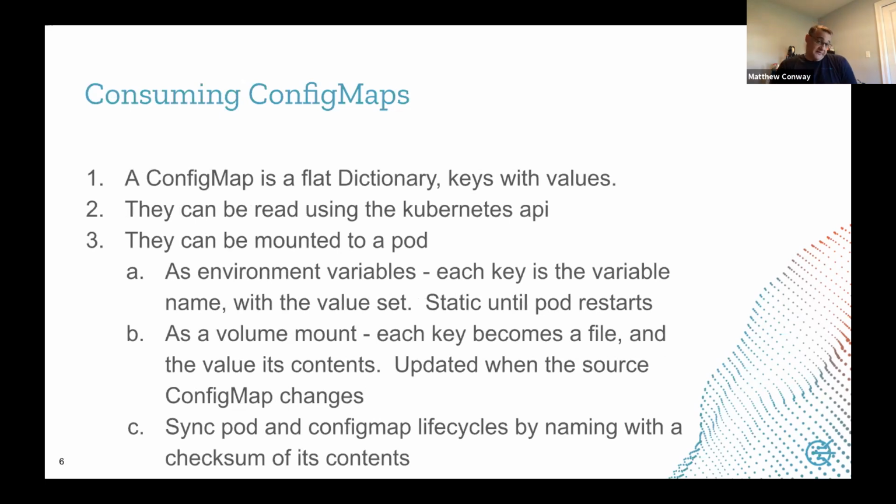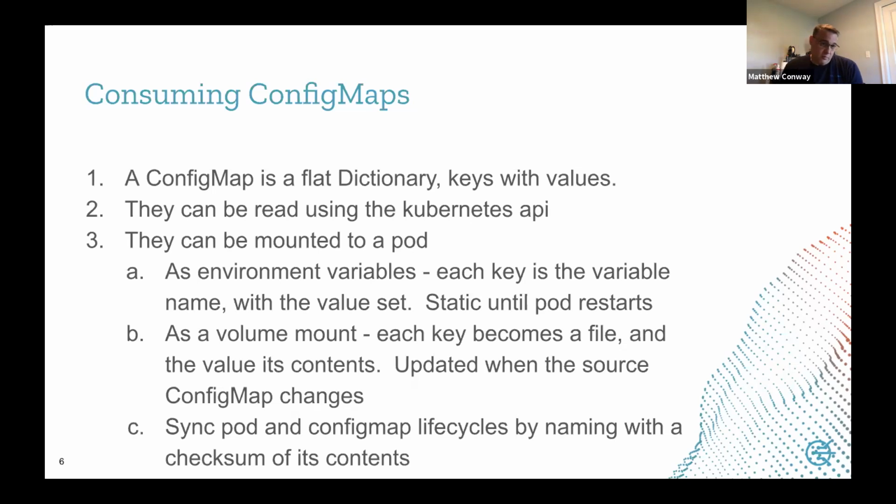So how do you consume config maps? I've got this image, I'm deploying a pod or a deployment, and I want it to get its config from a config map. So first off, config maps are flat dictionaries. So you have key value pairs, but you can't have nested key value pairs. So a key can have a value, which is a string, but it can't have a value, which is another set of key value pairs.